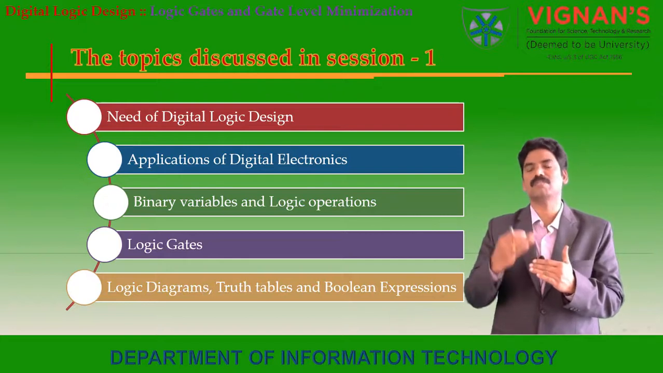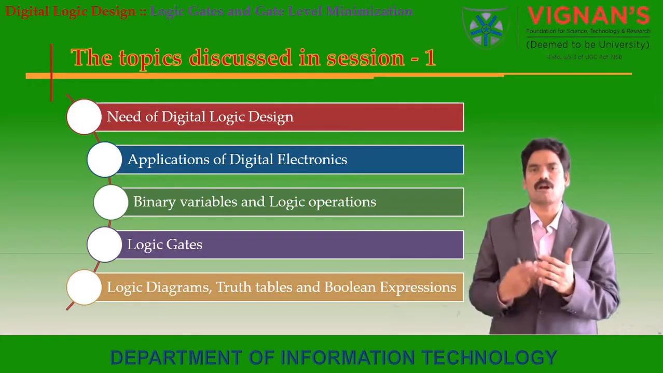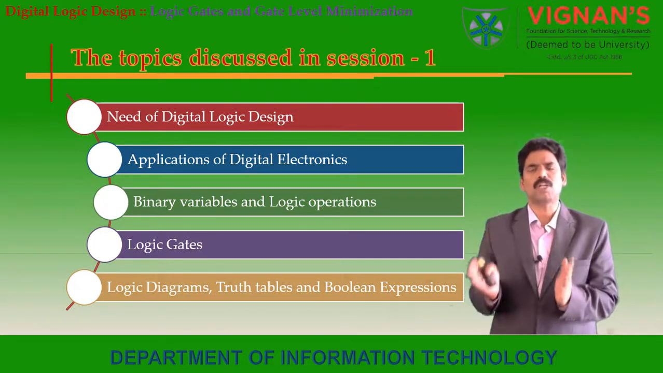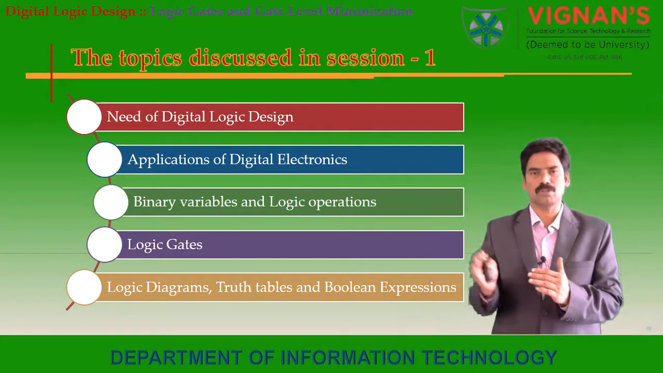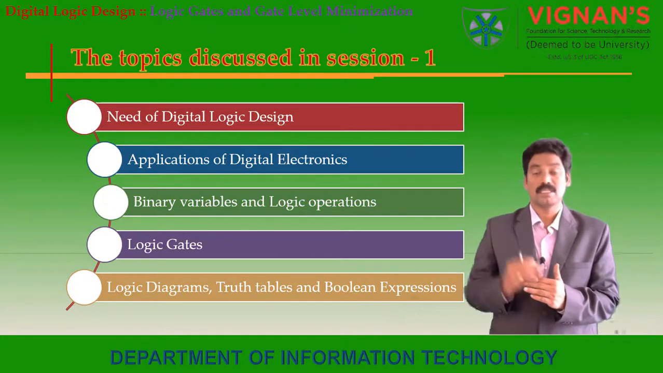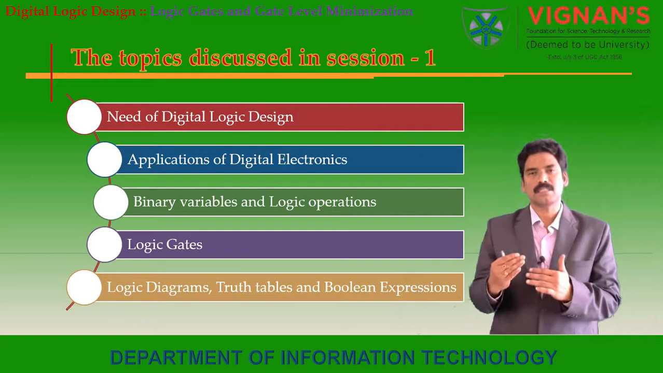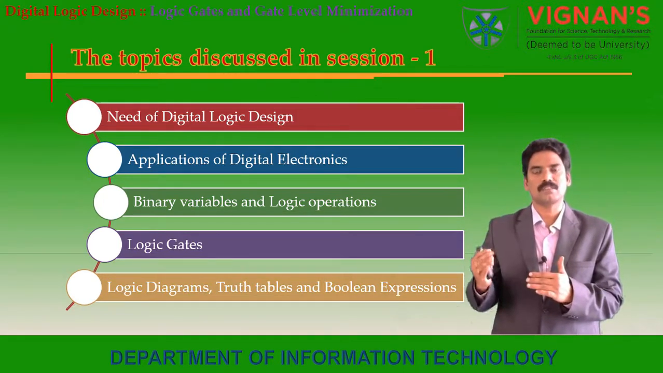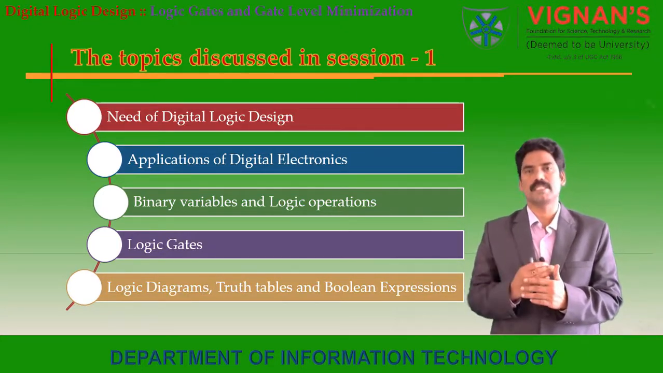Binary variables: what is a binary variable and how many forms are there? A binary variable contains only 2 forms, either it is on or off. And the logic operations, what are logic operations? We have 3 logic operations: AND, OR and NOT. We discussed those 3 logic operations in detail. Next we discussed logic gates, basic logic gates AND, OR, NOT, universal logic gates NAND and NOR, and other logic gates XOR and XNOR in detail.